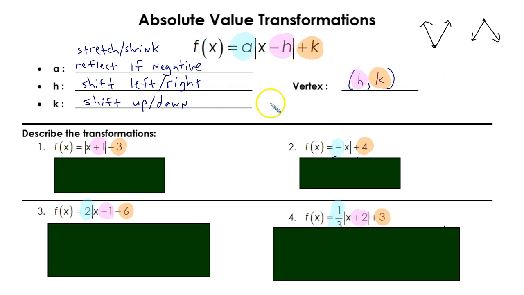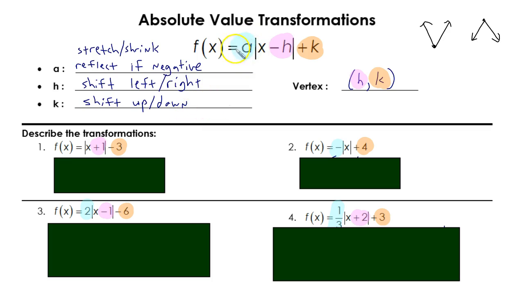The h and the k, since they describe the vertex, also tell us where that vertex shifts to from the origin, from 0, 0. So if there is a plus or minus inside the absolute value notation, then that would be a shift left or right. And if there is a plus or minus after the absolute value function notation, at the end of the absolute value notation, then that would be a shift up or down.